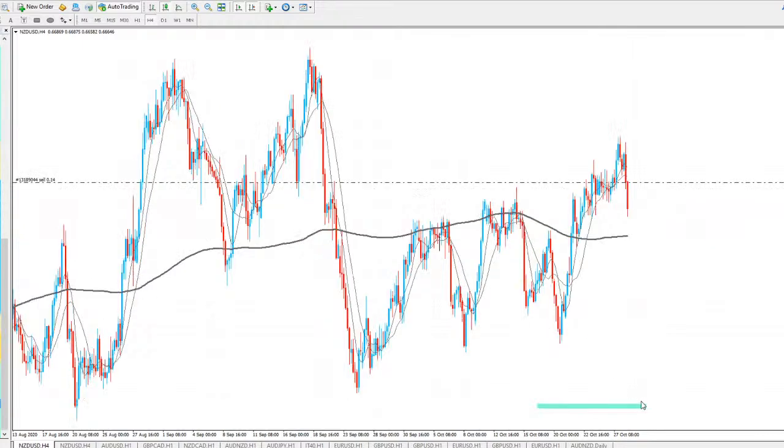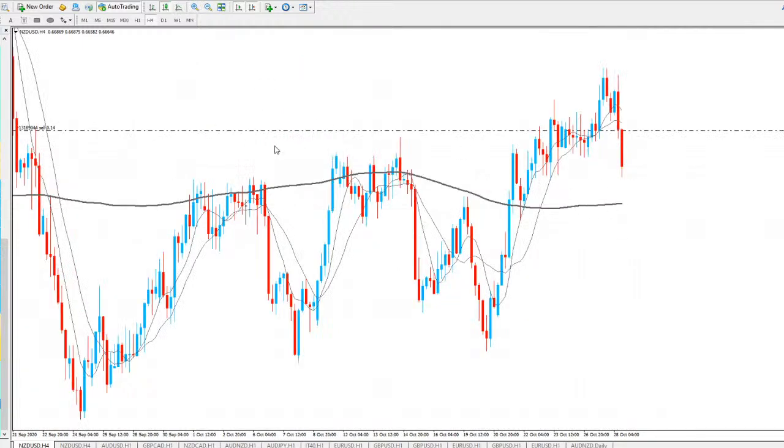NZD/USD, I'm currently in a short trade in this one. It seems to be running okay. Nice bearish candle so far. Again, big push downside, expecting that to continue.